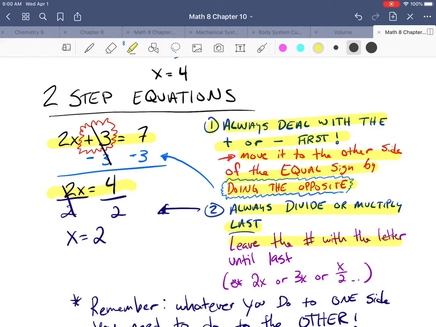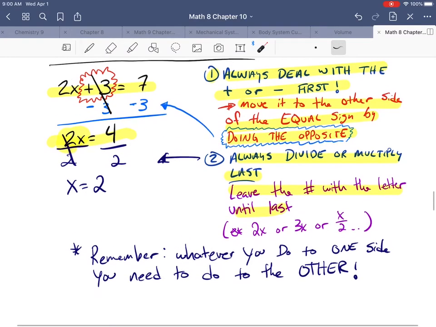And you leave the number with the letter until last. So that's this right here. This 2x, we don't deal with that till the very end. And so here's some examples of things that you would leave to the end. 2x or 3x or x divided by 2.